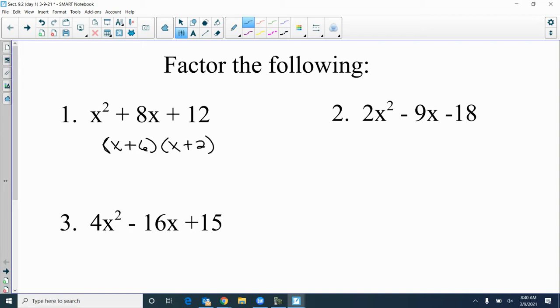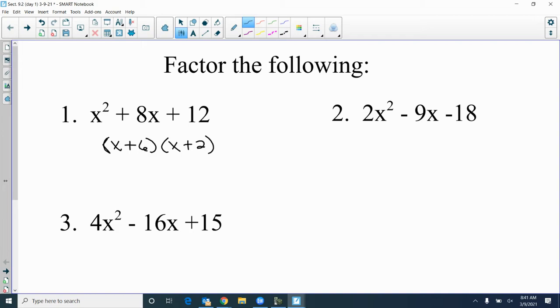If you want to, I know some of you will still do the grouping method. You'll do this, and then you'll take out an X, and then you'll take out a 2. That's fine. It's a little bit overkill if there's no number in front of the X squared, but it'll work.